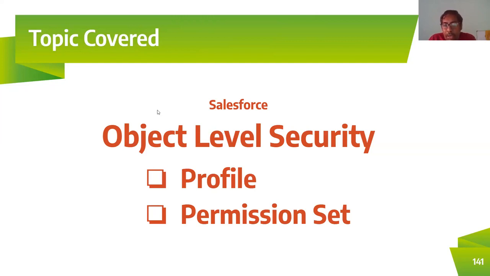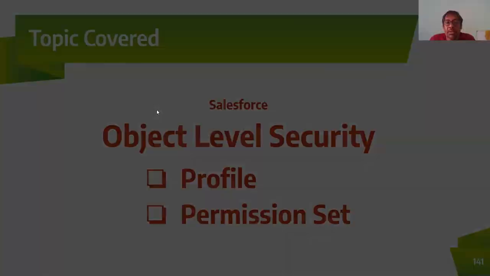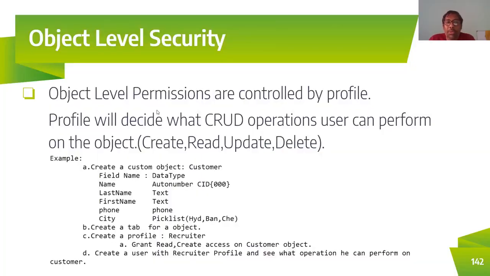Here we're going to see how to create a profile, and then how to create a permission set, custom permission set, custom profile. Now let me get into object level security elaborately. When it comes to object level security, object level permission, first of all, when you want to access the object, you require a permission.